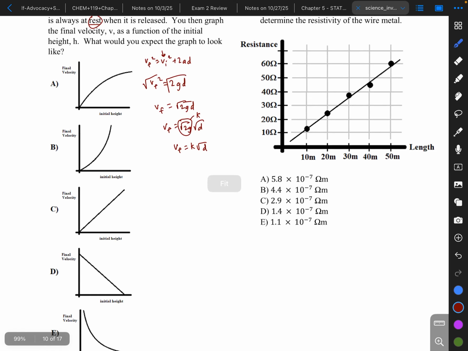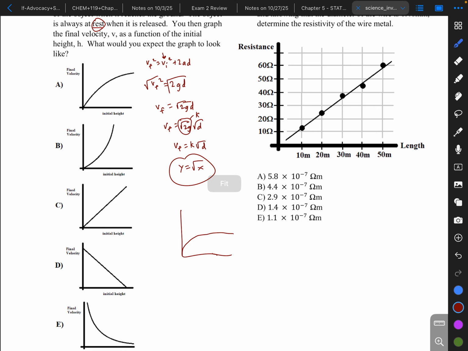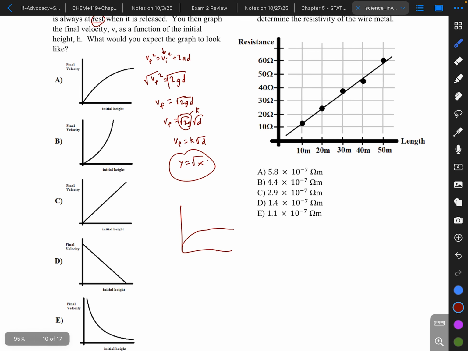Now, if you guys don't know how to get it from here, just think about your parent equations in your algebra class. How would a graph that looks like this look like? It would look something like this, right? Like almost like a plateauing line. That's exactly what this graph pretty much is. So the only option that looks like something like this would be A.